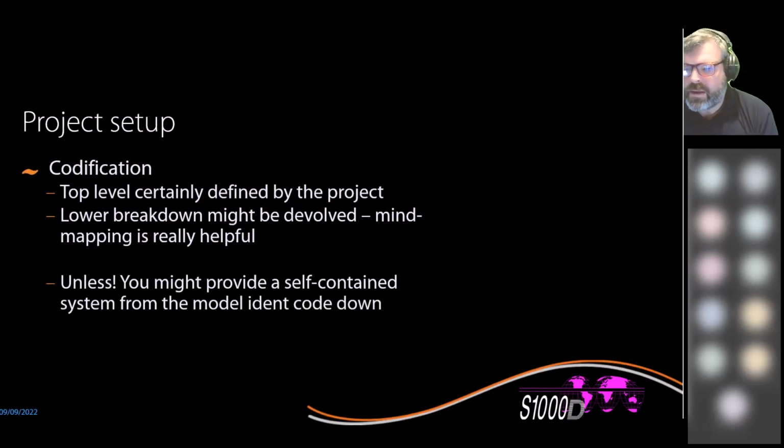It could be that depending what you're providing, and engines is possibly a good example, because if you're a company like Rolls-Royce, then you probably document your engines entirely from the top down anyway. So you probably already have your own model ident codes. But S1000D allows model ident codes to be used within other projects. So the aeroplane that's consuming those engines will have its own model ident code and its own set of S1000D structures. But you can go along and provide your codification system as a complete self-contained package.